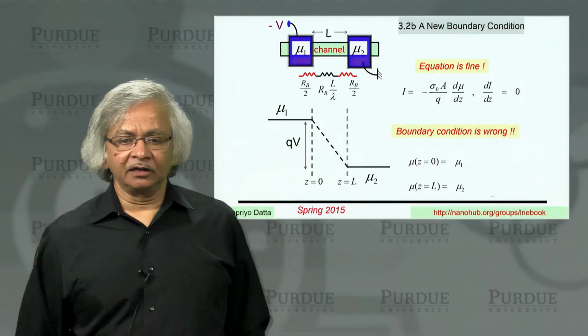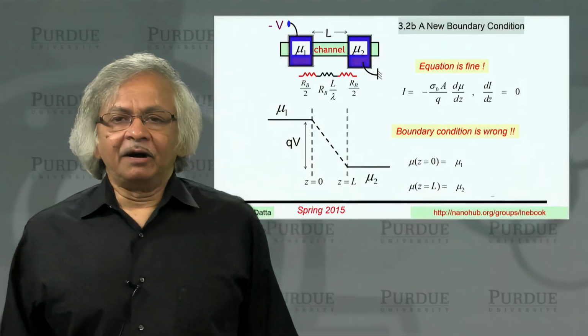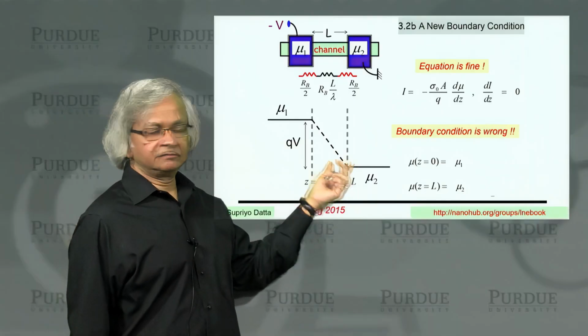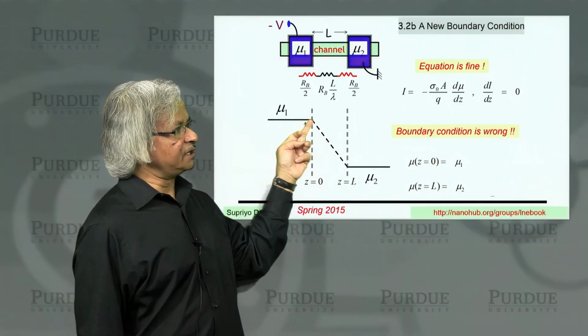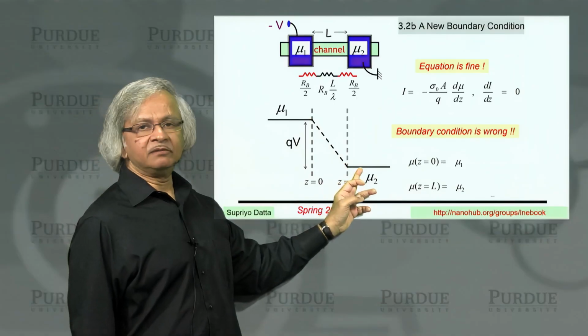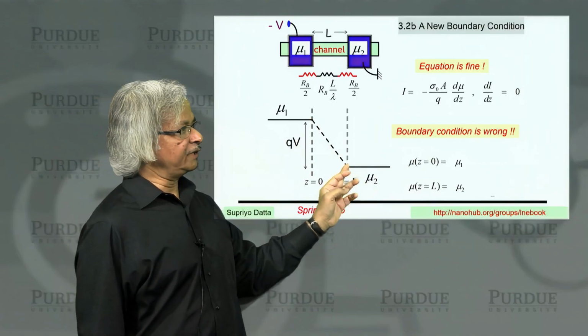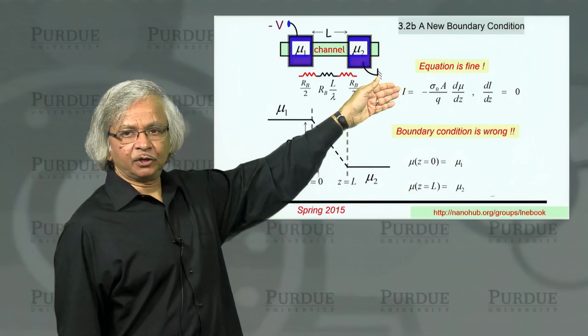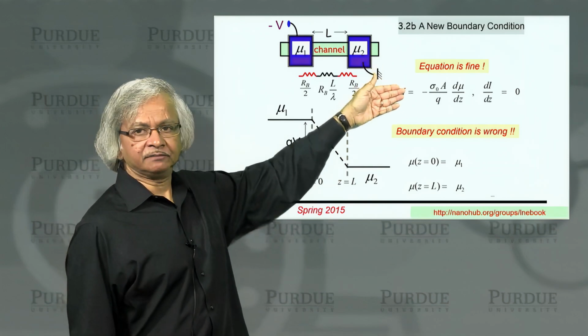So what we'd like to argue is that the boundary condition we used is that the electrochemical potential at Z equal to 0 must be mu1, and at Z equals L must be mu2. And then we drew a straight line in between, as required by the diffusion equation and the continuity equation.